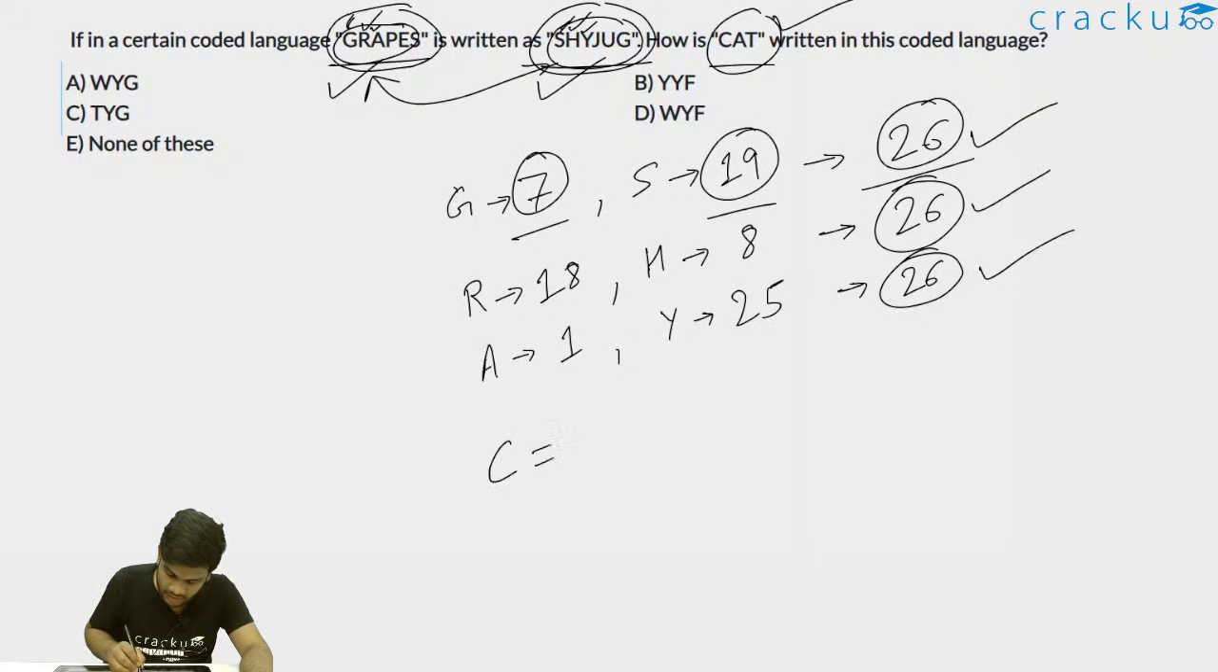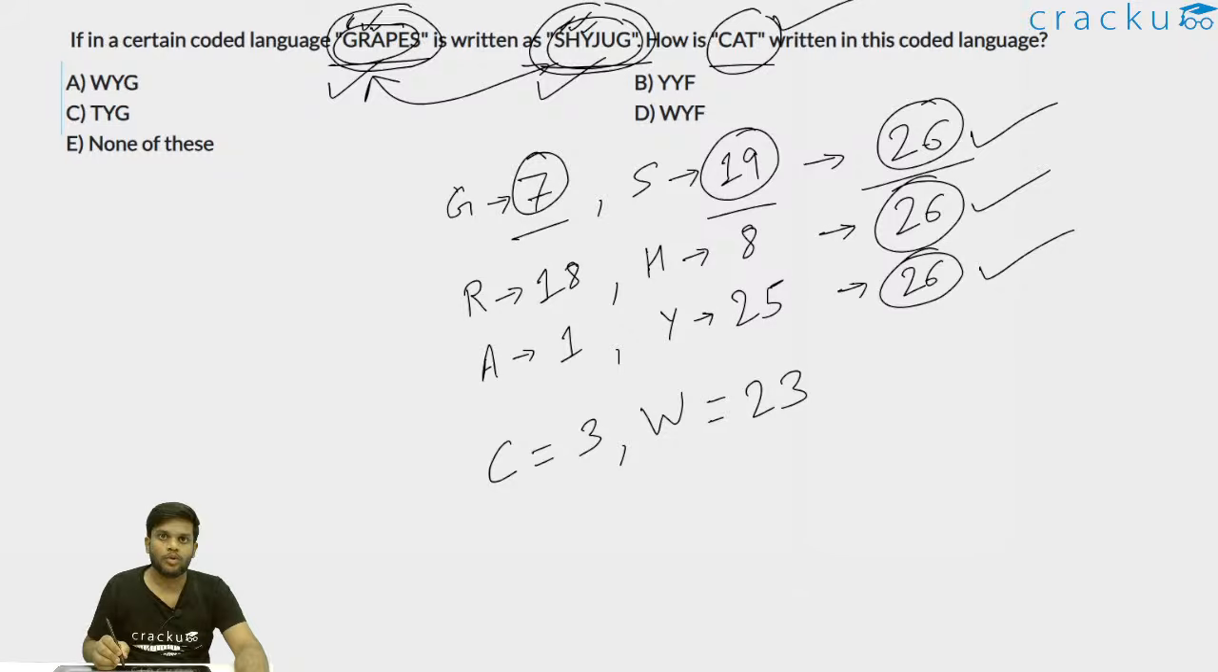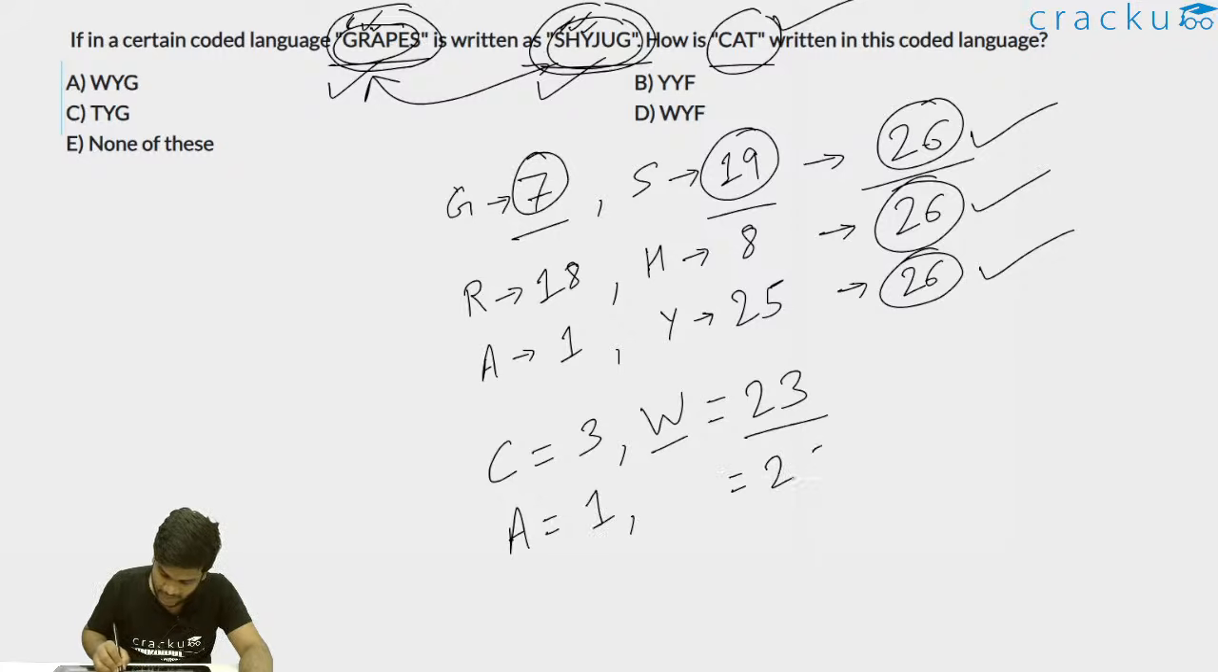So C is 3. So we have to find an alphabet which is 23, because the sum should be 26. Now for 23 we can say that it is W, because after W it is X, Y and Z. Only 3 terms are there. So W is the 23rd term. Now for cat, A is 1. So we have to find 25 and we know from here it is Y. So it will be Y.